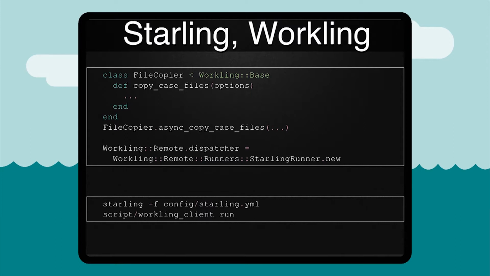This is how Workling looks when you use it. You create a class, your worker class, which represents some work that you want to do. You define a method that does that work. You call async underscore that method with the arguments that are then going to be used to do that work. You can set up the backend system. So this dispatcher equals line is setting up to talk to Starling. And you can configure Starling pretty easily, and you just call run, and you've got a worker.